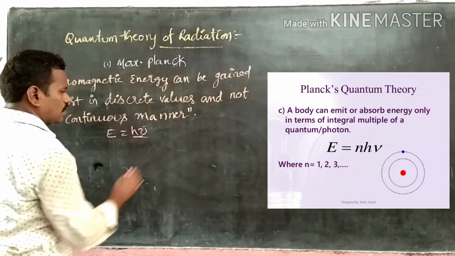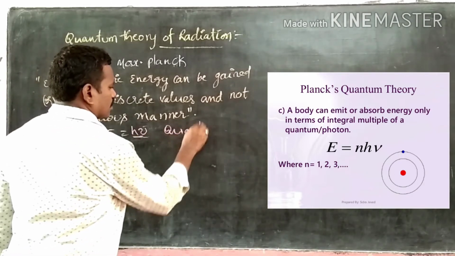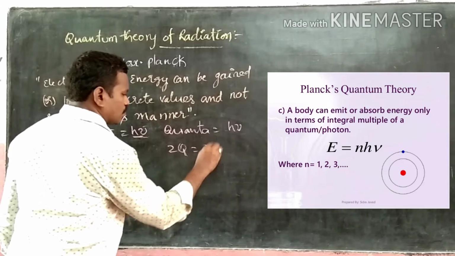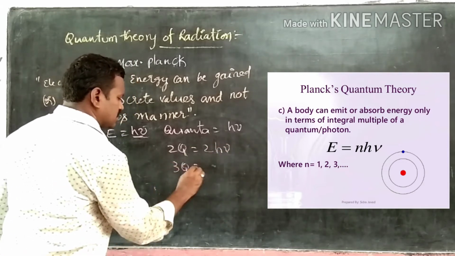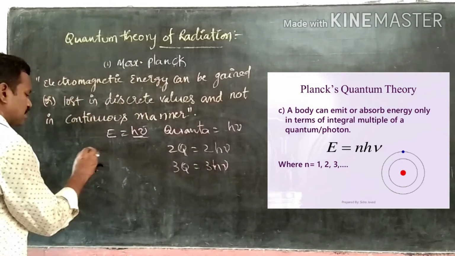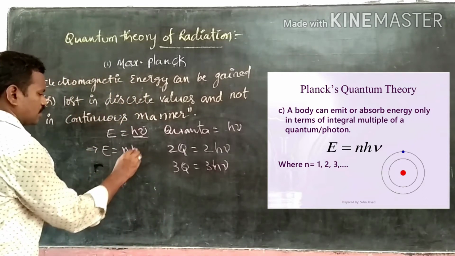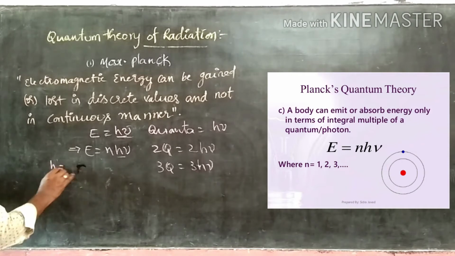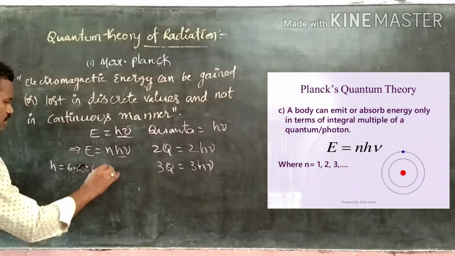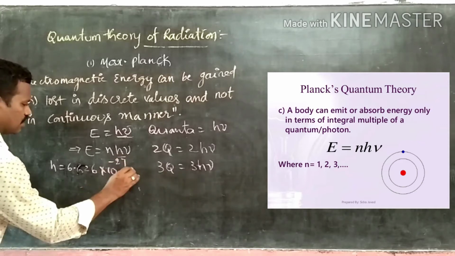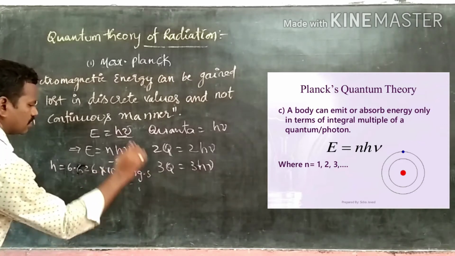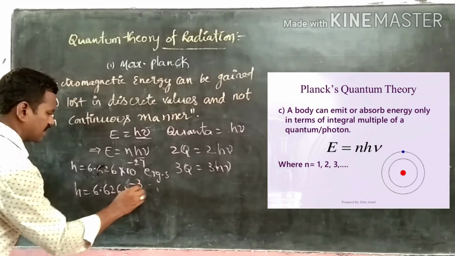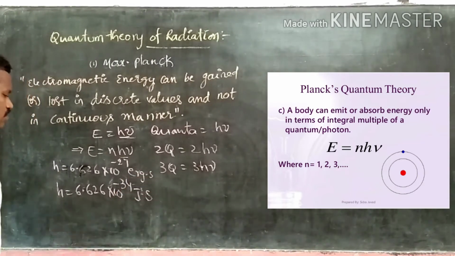This h nu is called a quantum. One quantum is equal to 1 h nu, two quanta is equal to 2 h nu, three quanta is equal to 3 h nu. This can be summarized as E is equal to n h nu, where h is called Planck's constant. The value of Planck's constant is 6.626 into 10 power minus 27 erg second, or h is equal to 6.626 into 10 power minus 34 joule second.